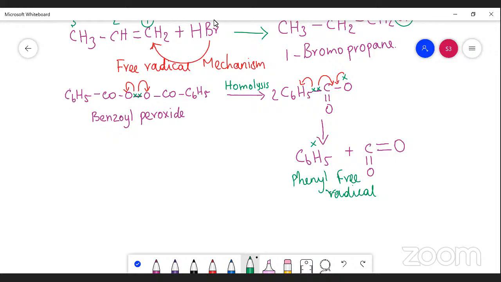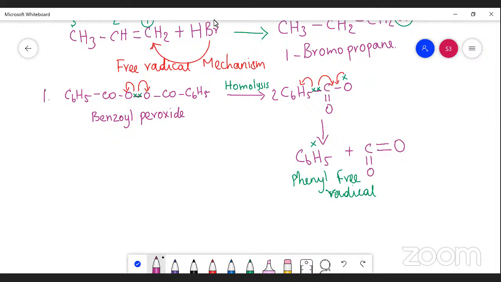So we are getting a phenyl free radical. Now this phenyl free radical is reacted with HBr. So that is the first step.